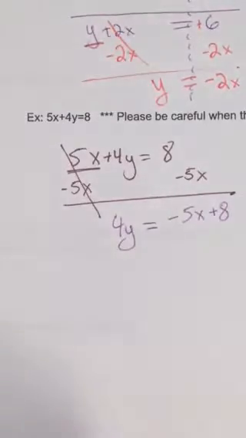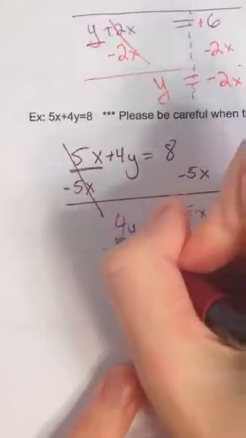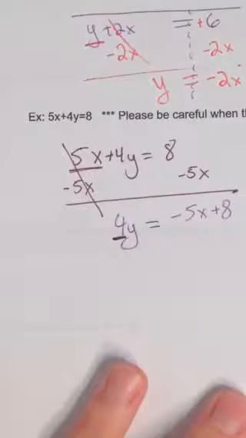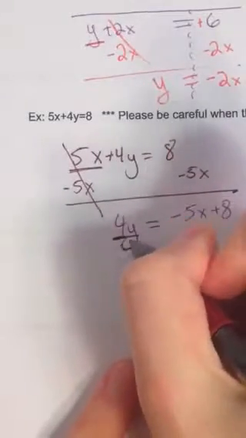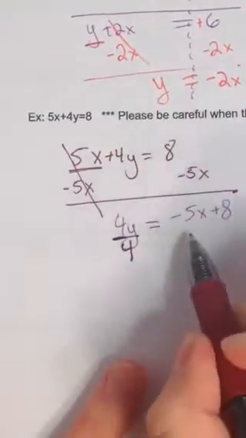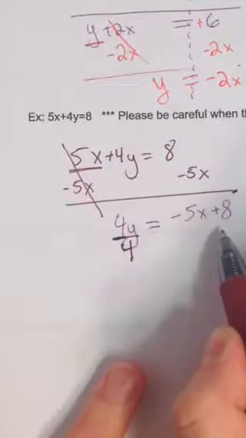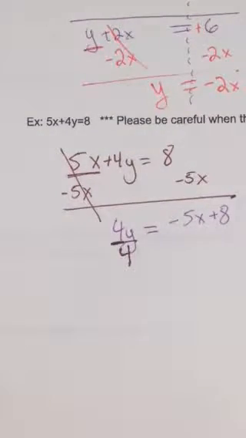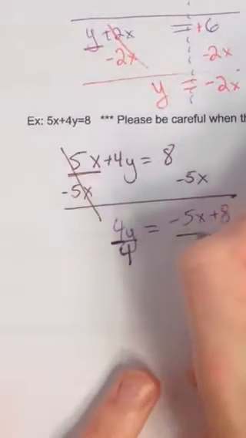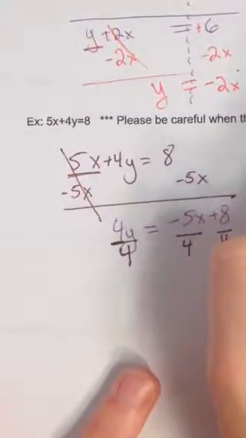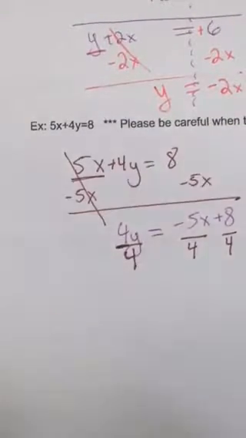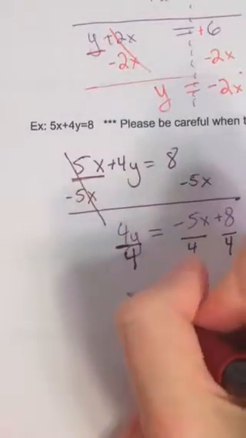Now comes the little tricky part here. The 4 is stopping y from being by itself, so I'm going to divide both sides by 4. Now when I divide this side by 4, I don't want to have one big fraction because then I'm not going to be able to see what the slope and the y-intercept is. So I'm going to divide each individual piece by 4. This means the same thing, I'm just breaking it apart. So be very careful with something like that.